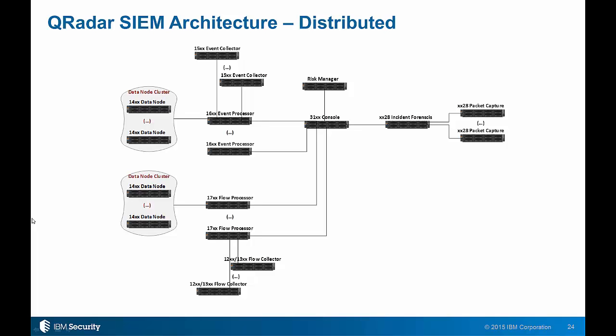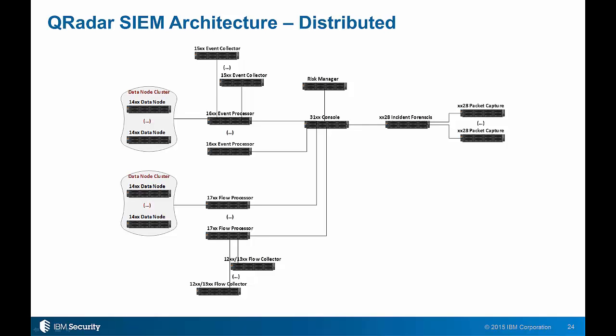In this case, we have a console located in the center of the slide, showing as a 31XX console. To the right, there is an incident forensics appliance and two packet capture appliances. To the left of the console, we see several event processors and collectors. Collectors, regardless of type, need to be associated with the processor since they only normalize data. They do not test or store the data.